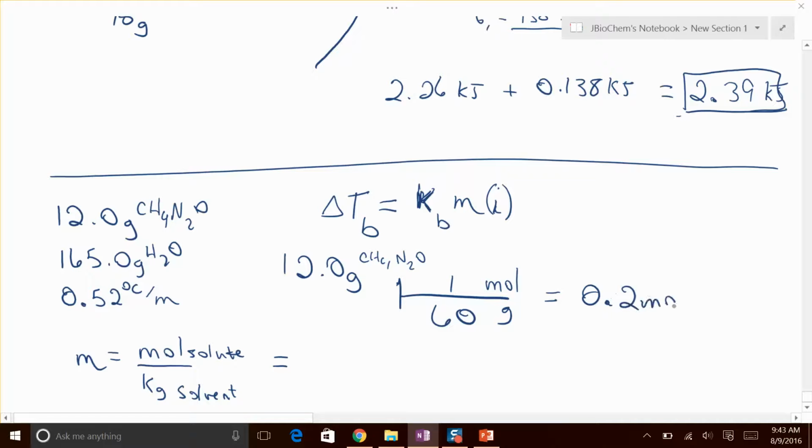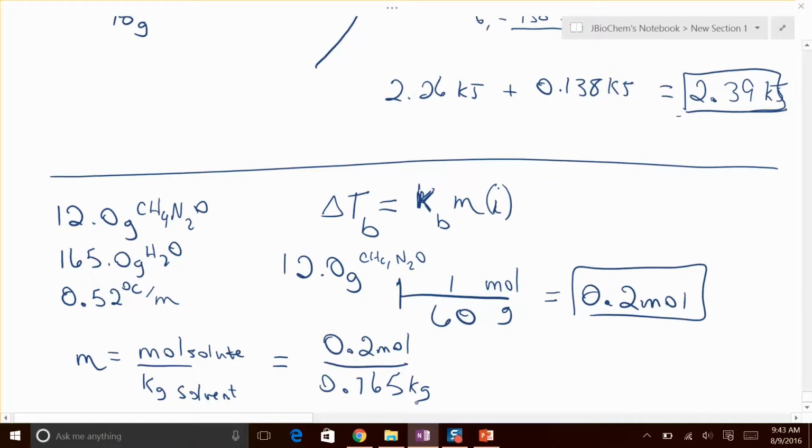0.2 moles. Okay? So we have 0.2 moles. That's a nice easy number to work with. So 0.2 moles and our kilograms of solvent. They tell us we have 165 grams, so we convert that to kilograms. So we get 0.2 moles over 0.165 kilograms. So 0.2 divided by 0.165 is 1.2 molal.